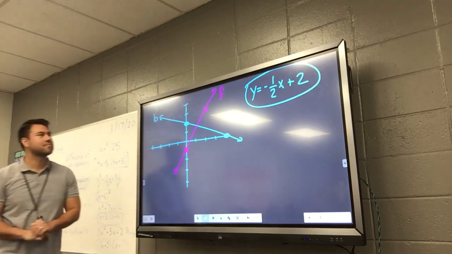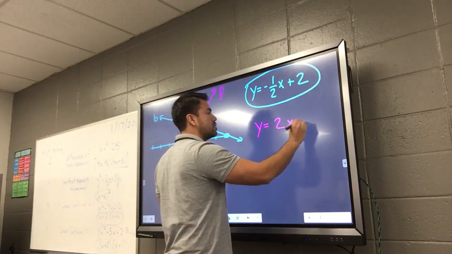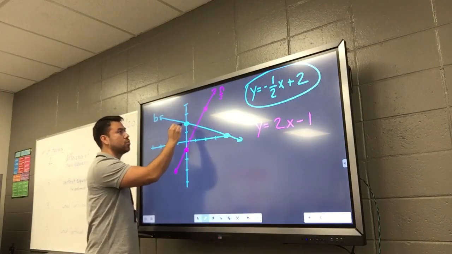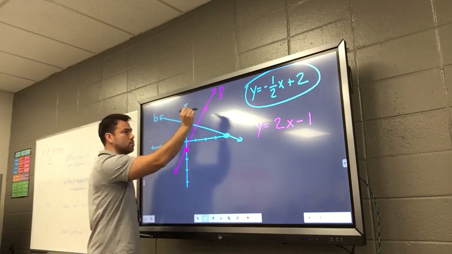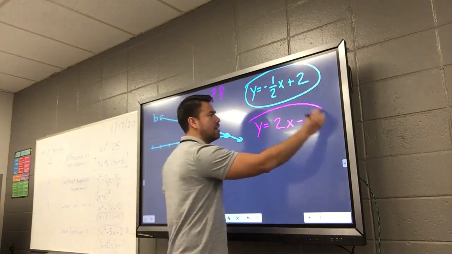Y equals 2x minus 1. So the slope is 2, up 1, 2, 3, 4, over 1, 2. That's good. And the y-intercept is -1. So I'm okay with that. Slope-intercept form.